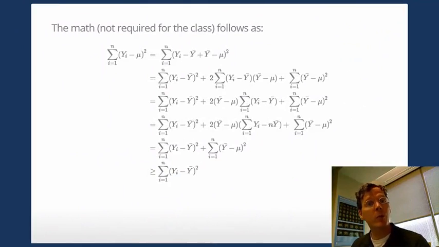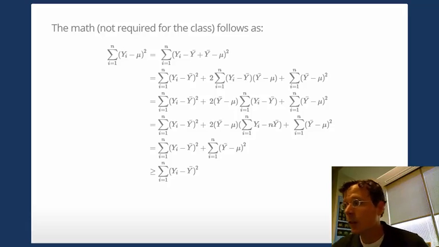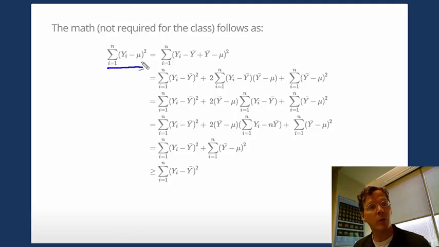Now I'm going to go through the proof that y bar is the minimizer for this equation here as a function of mu. If these kinds of proofs aren't your thing, then just skip it, and in the subsequent lectures the same thing, though I'll give the same caveat each time I do something like this.